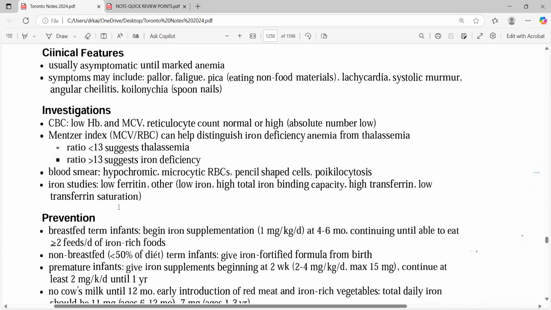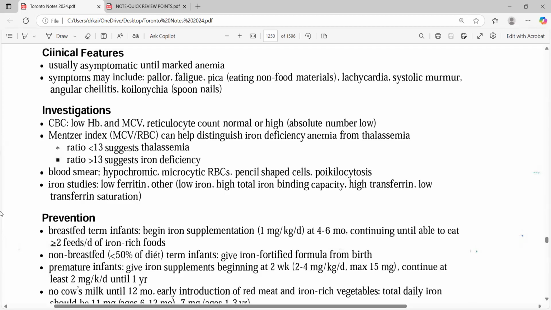Then go for ferritin, TIBC, all of them. Starting with the breastfed ones, begin iron supplementation. That's why I said whenever they ask a question where a mother is breastfeeding, what supplements would you like to introduce? In those cases, you have to add iron, calcium, vitamin D. So don't forget about iron.